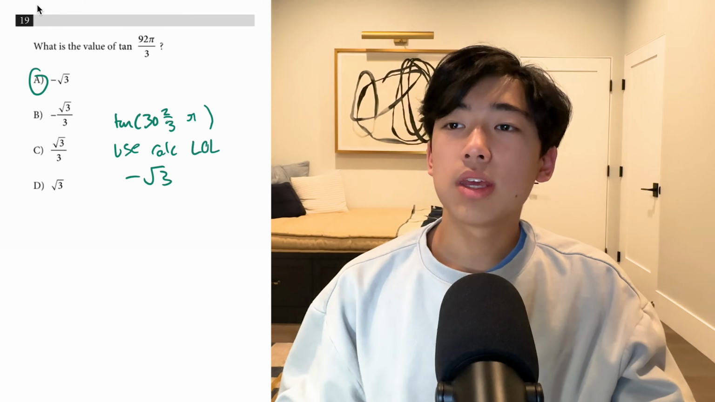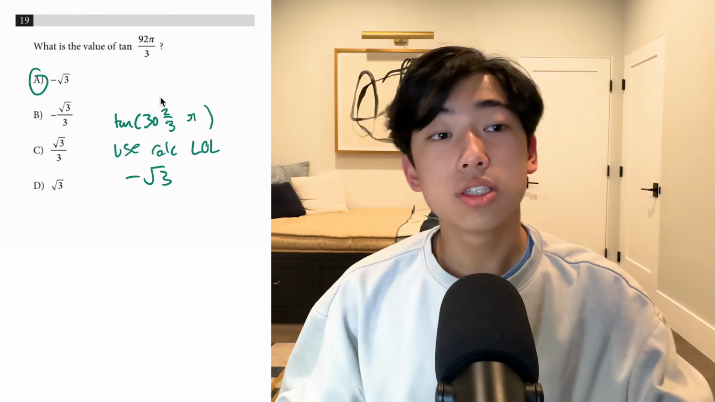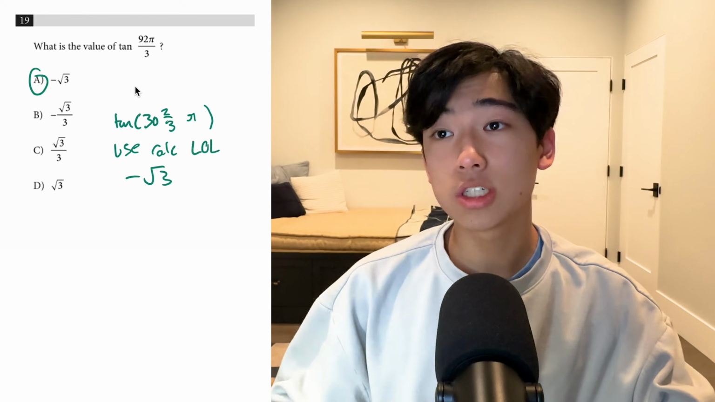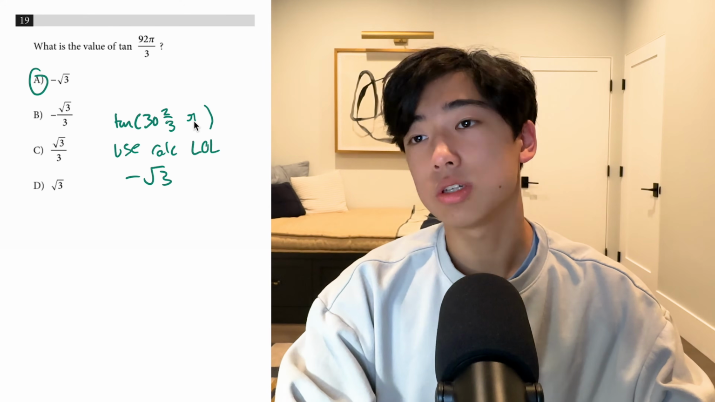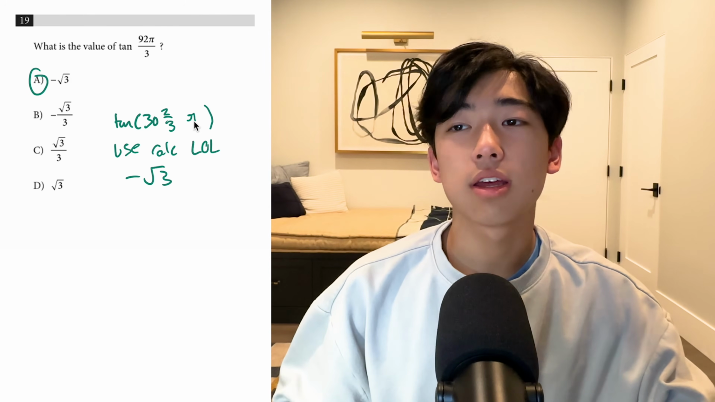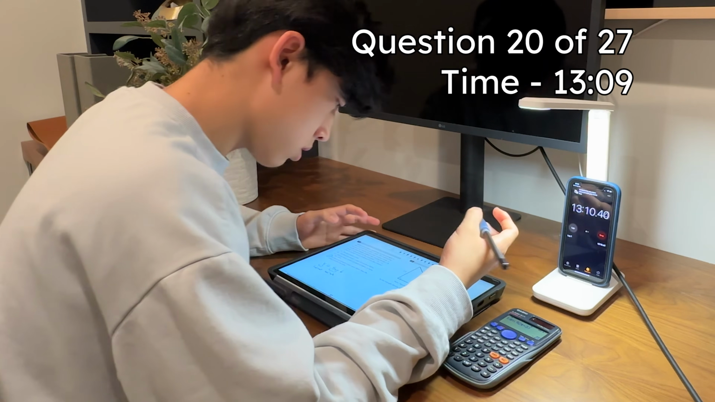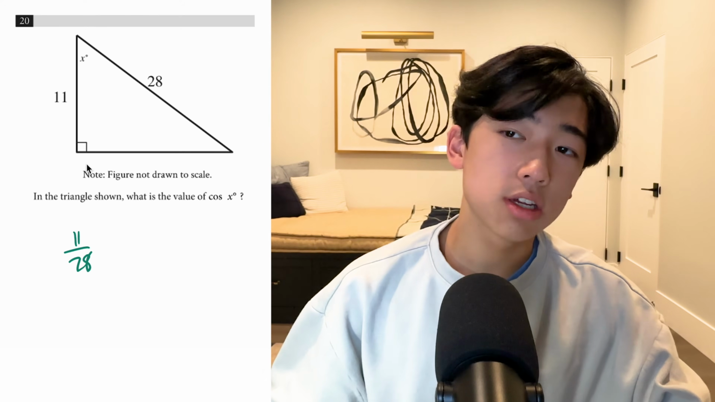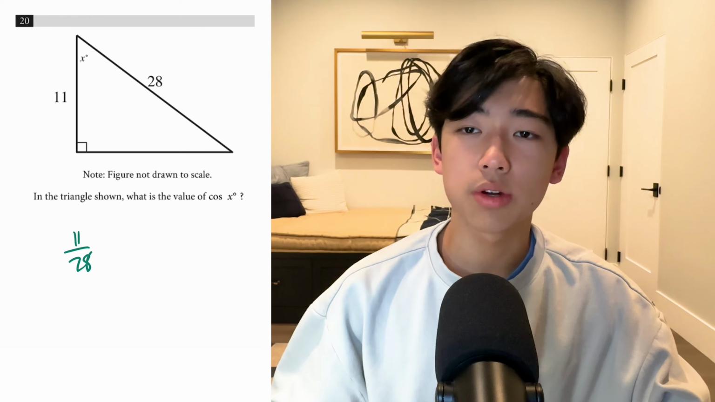Number 19 here, there are some ways you can do it without a calculator, but to save time, just use your calculator. Make sure you put it on radians, of course, because we're dealing with pi, not degrees. And then once you use a calculator, it'll just tell you the answer for you, which is -3. So cosine x means you're looking for the adjacent side divided by the hypotenuse, so it'd be 11/28.